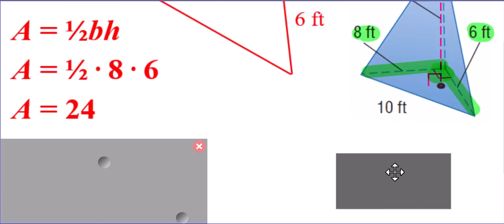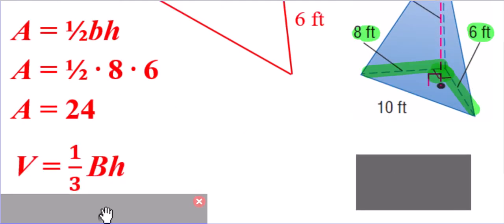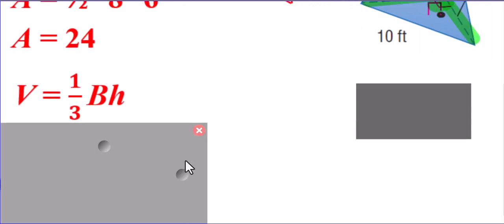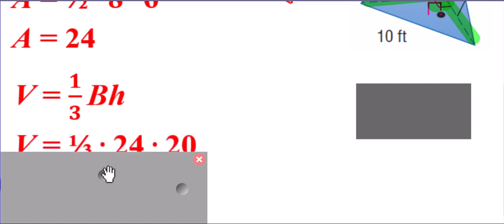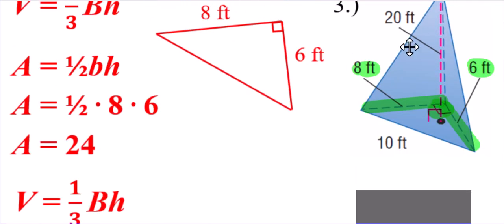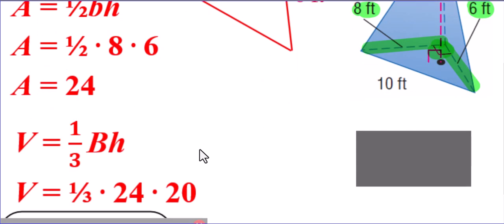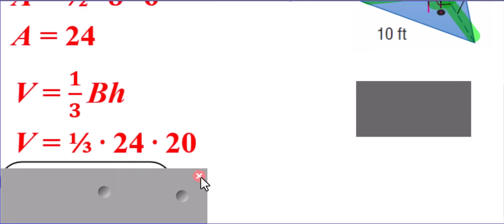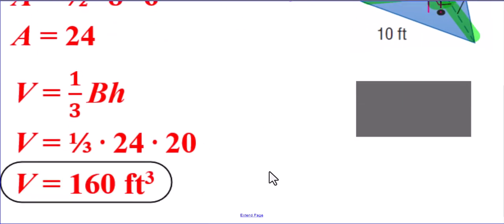All right, from here, we can now substitute it back into the volume formula for capital B. Make sure you have the 1/3, as I said earlier. Pyramids get the 1/3. The height was pretty clearly marked as 20 feet for the height of the pyramid. Substitute that all in. 160 cubic feet is the volume of the pyramid.